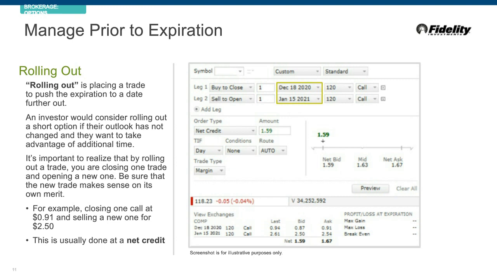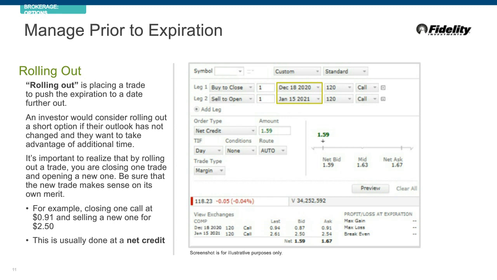When we place any multi-leg option like this, our trade will execute only if the difference between those prices comes to be that $1.59 if we were to place this trade as is. That could be because the January prices go up, allowing us to sell for more and bring in a greater premium. It could be because the December price goes down. It doesn't matter so long as our net price is $1.59 of credit to us. That's why we see that example there. For example, closing one call at 91 cents and selling the other for $2.50. That would be our overall net credit of $1.59.